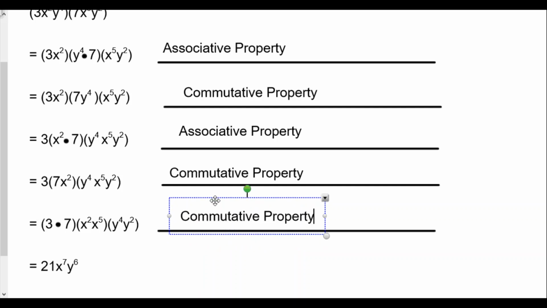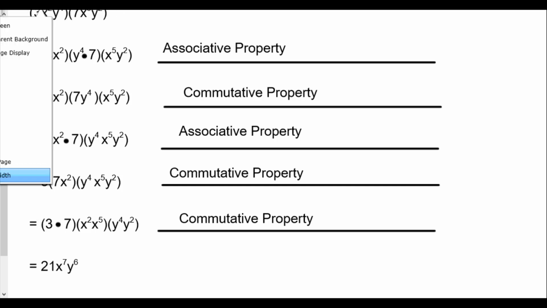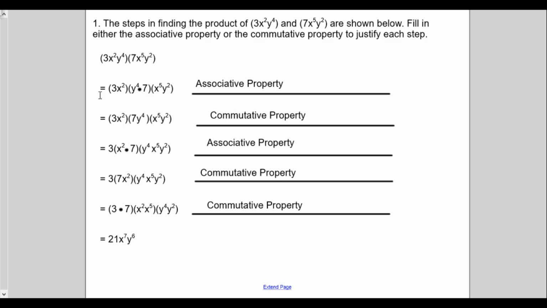Okay, it's here. All right, and then so we can just group things together. We're multiplying, and that's kind of the technique I like to use in this case. So just get a good look at this here. We start off with 3x squared y to the fourth times 7 times x to the fifth y squared, 2 separate things.